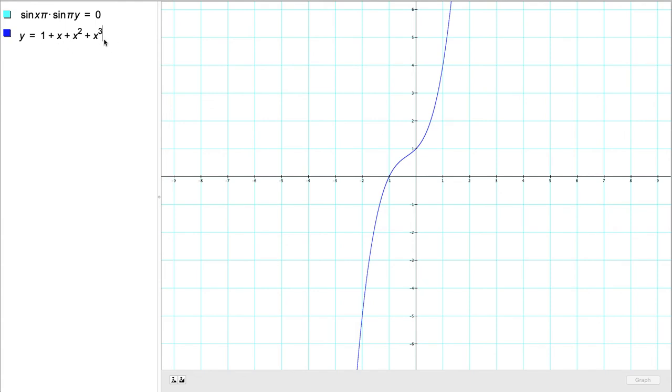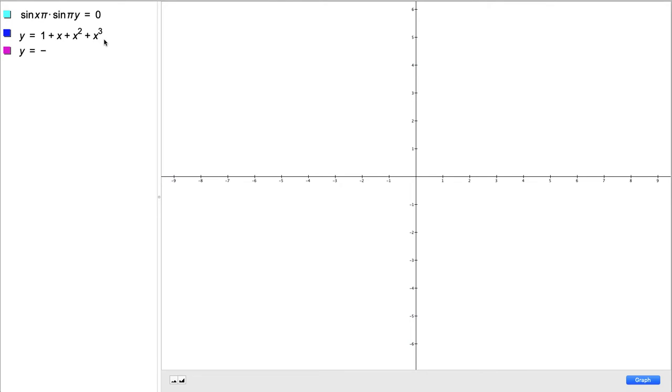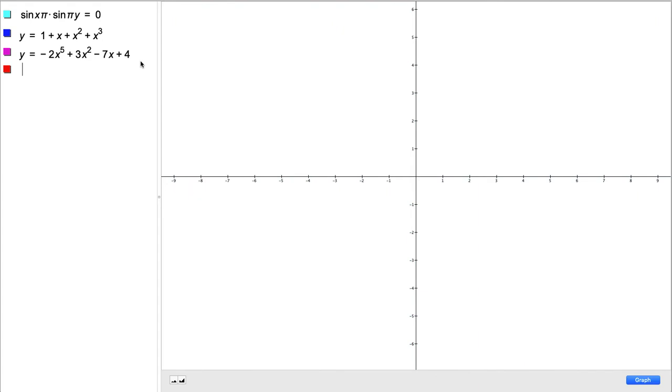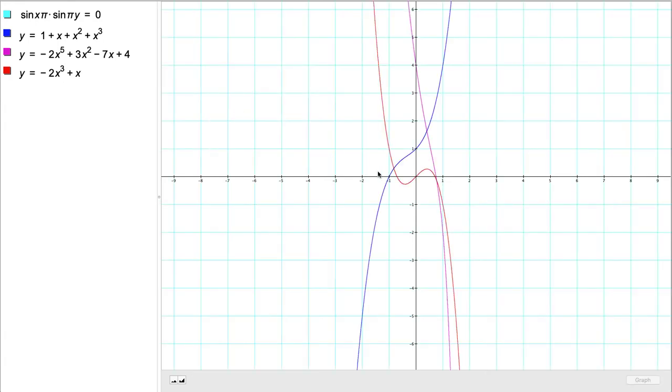So, for example, y equal to negative 2x to the 5 plus 3x squared minus 7x plus 4 is a polynomial. Now, I can't see it very well, and it's not doing much interesting behavior, but there's lots of polynomials. Let's try another one. y equals negative 2x cubed plus x. And so we get all these different shapes of polynomials, and this is the kind of class of family that we're going to be looking at.